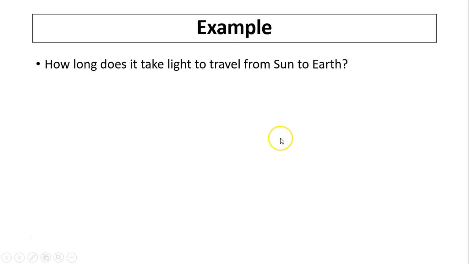Another example: how long does it take light to travel from the sun to Earth? This one is asking you the time. We know v equals d over t because light doesn't accelerate. So we use this equation. For t, we can switch t and v. t equals d over v. Divide the two numbers, you have 500 seconds. That's about 8 minutes.